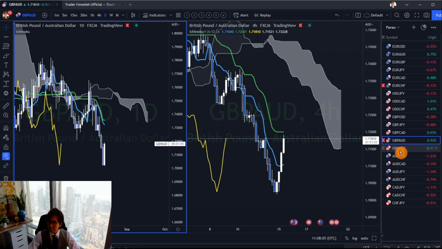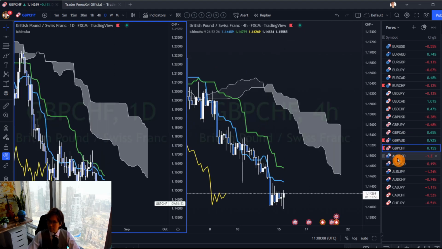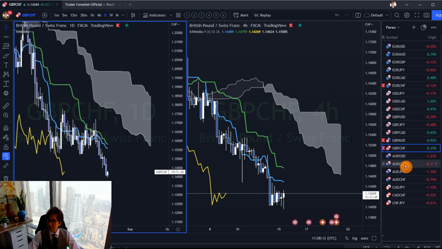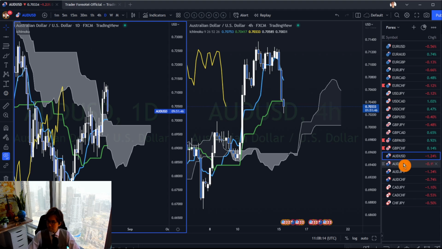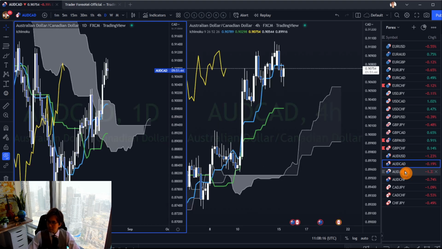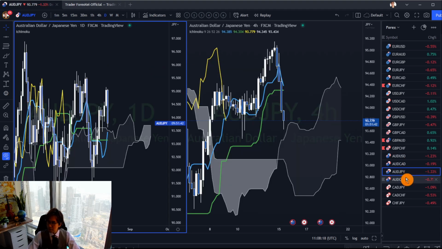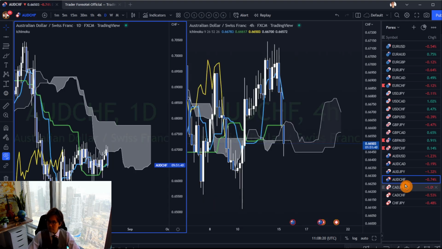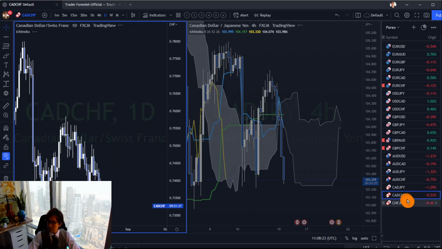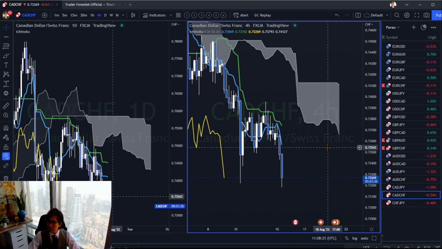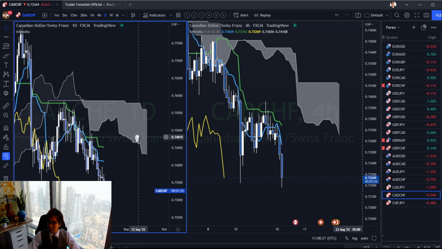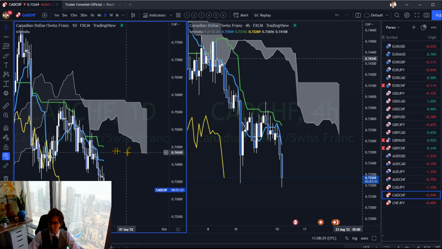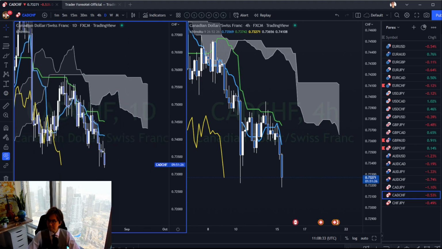Let's see. Pound Swiss franc is down on the daily. I take the daily to follow in this case. AUD USD is ranging, Aussie CAD is ranging, Aussie JPY is ranging, Aussie Swiss franc is ranging, CAD JPY is ranging. CAD Swiss franc is down on the 4 hour and the daily. I take the daily to follow because the daily Kumo looks thicker and bigger than the 4 hour Kumo. So CAD Swiss franc, I take it.